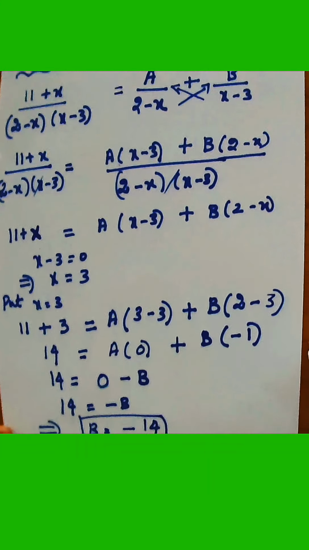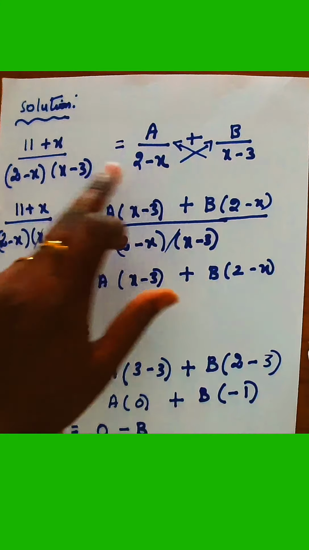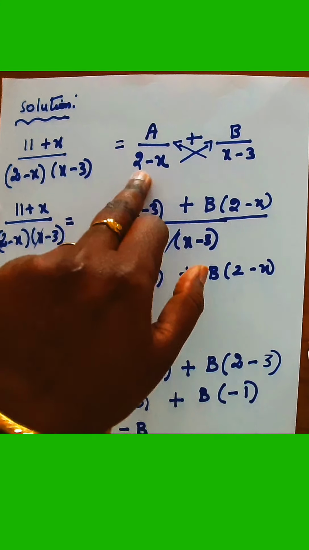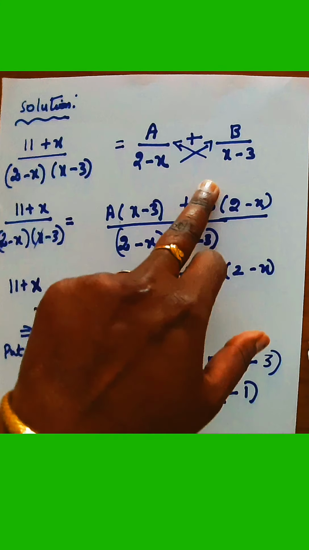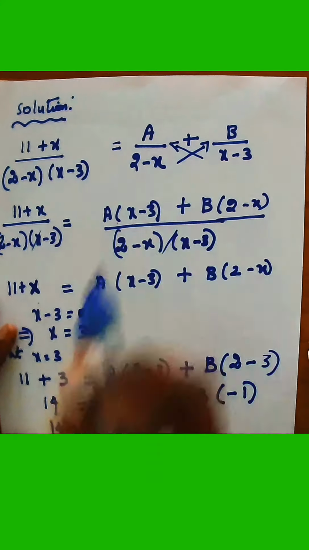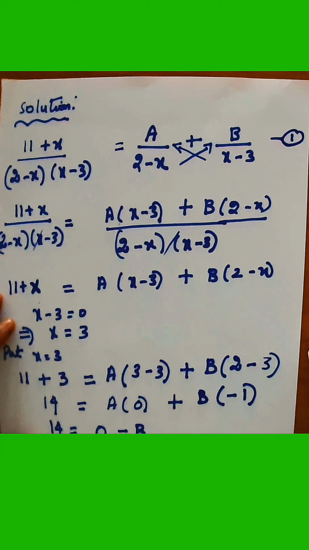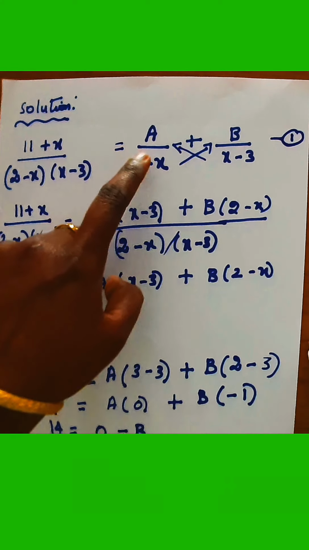I'll explain this once again here. This is a given fraction. It's a proper fraction. I have written this as a divided by 2 minus x, the first factor, plus b divided by x minus 3. Our aim is to find the value of a and b. So we'll take this as equation 1. Then we have to find the value of a and b.